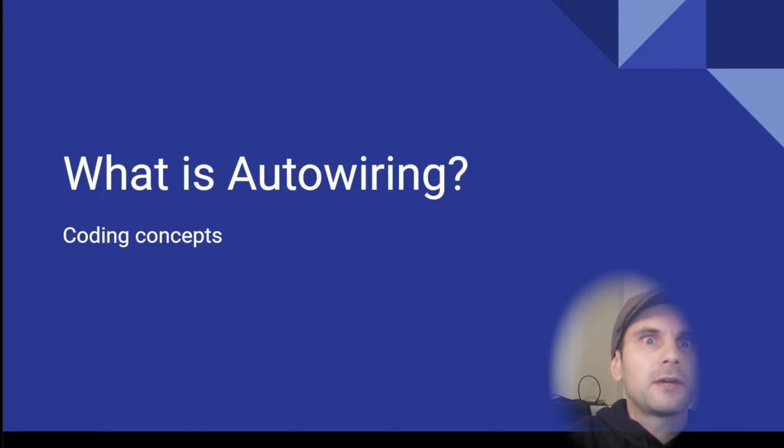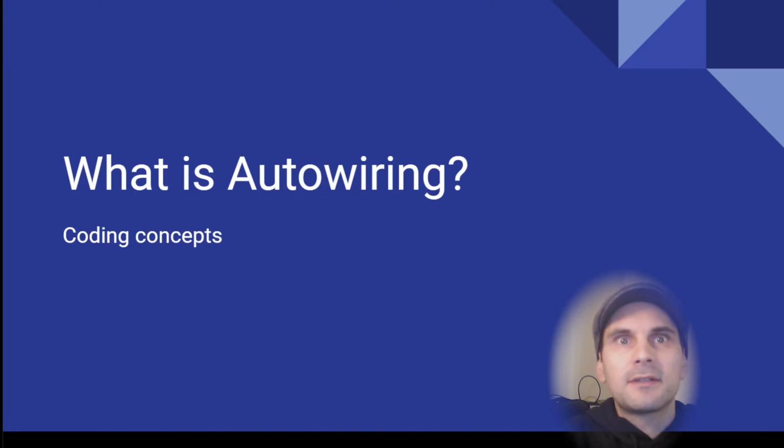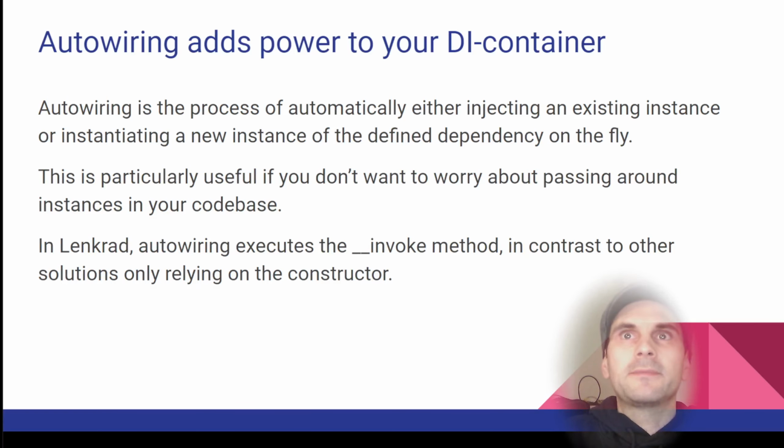But what the hell is auto-wiring? Now, that's a concept that derives from dependency injection containers. A dependency injection container is a system that takes care of your dependencies, and the easiest way to think about it is as something that memorizes all the stuff that you already loaded and created an object for.